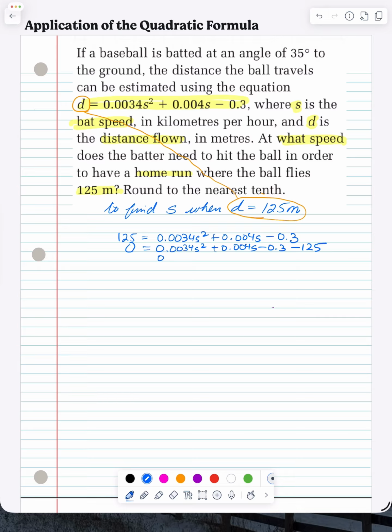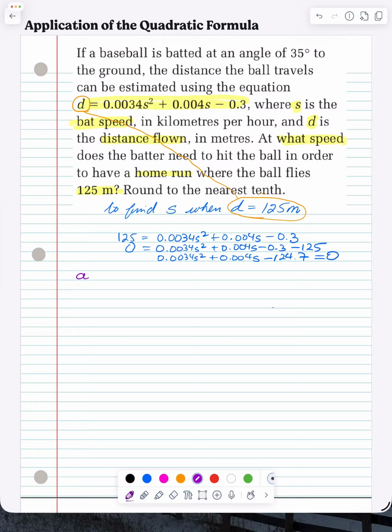I'm going to rewrite 0.0034 s squared plus 0.004 s. This subtraction gives me negative 124.7. But instead of putting equals 0 on the left side, it means the same thing, I'm putting it on the right side. Now we need to solve this.